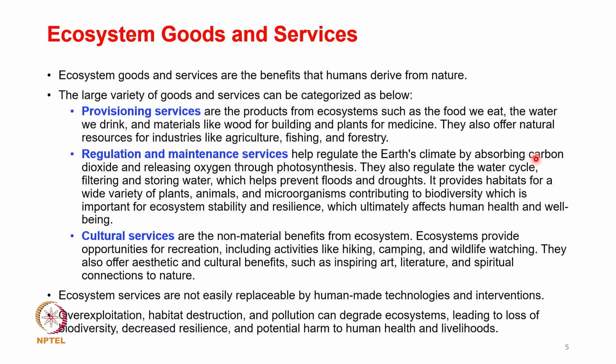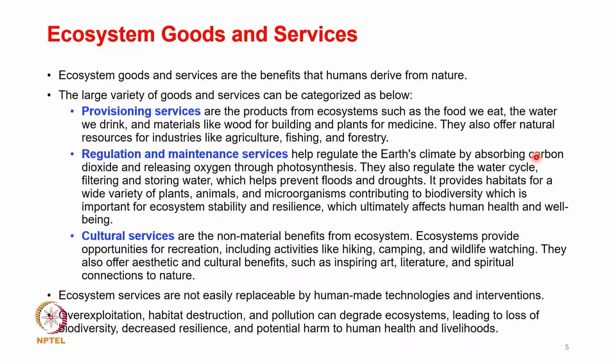So what are those? There are three services. One is provisioning, another is regulation and maintenance, and the third is cultural services. What are provisioning services? Provisioning services are the products from the ecosystem, such as the food that we eat, the water that we drink, and materials like wood or other building blocks, and plants that you get for medicine, and so on. You also get natural resources for industries like agriculture, fishing, forestry, and so on. This is what you get by provision from the ecosystem.